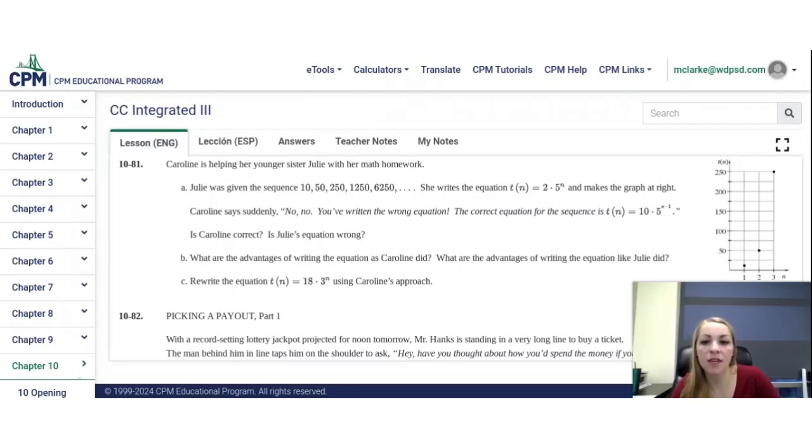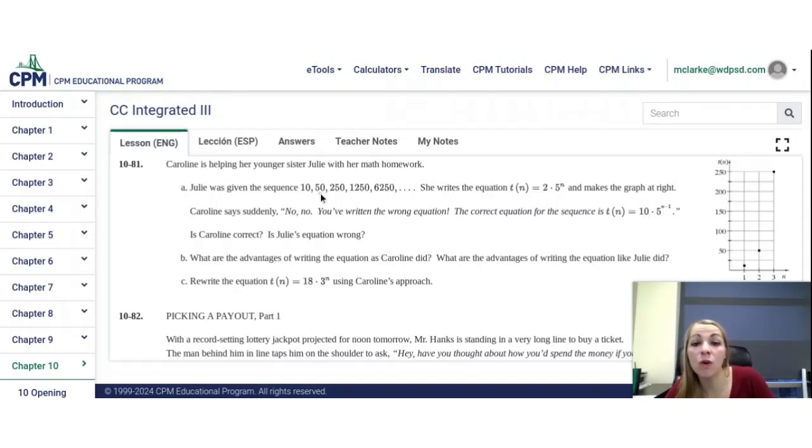One way we could verify this is we can look at this graph over here, and we can see that the first point is a 10. So we want to get 10 when we plug in 1 because this is the first term. We are checking Caroline's equation. If I put in a 1 here, I have 5 to the 1 minus 1, which is 0. Anything to the 0 power is 1. So 5 to the 0 is 1, and I have 1 times 10. So it looks like her first term is coming out correctly.